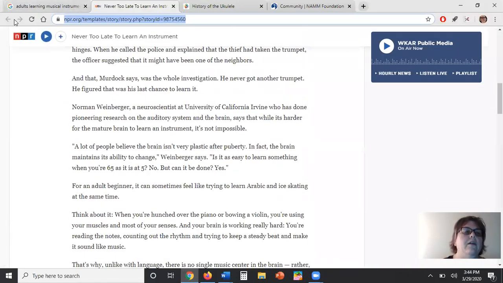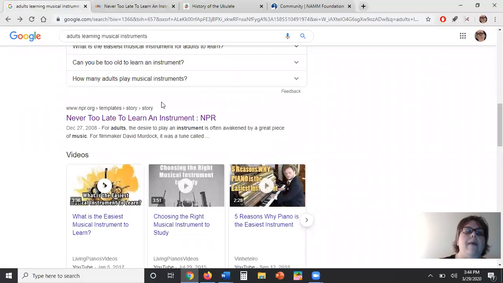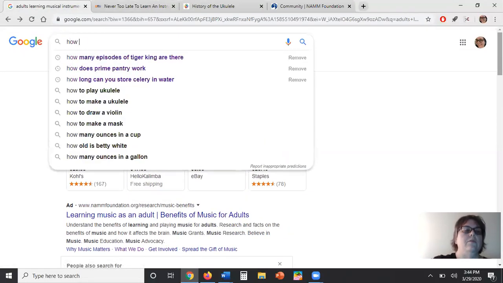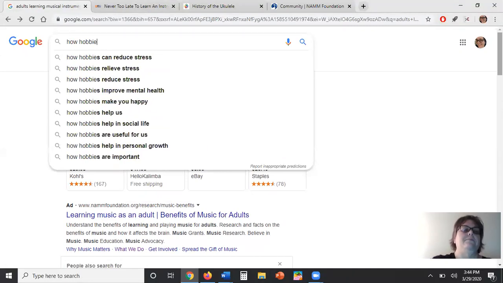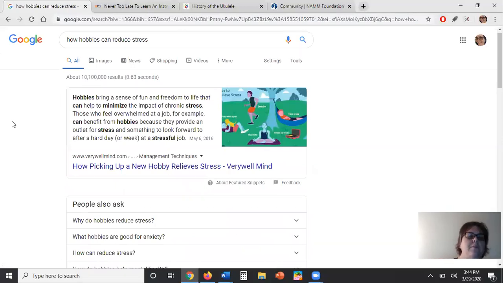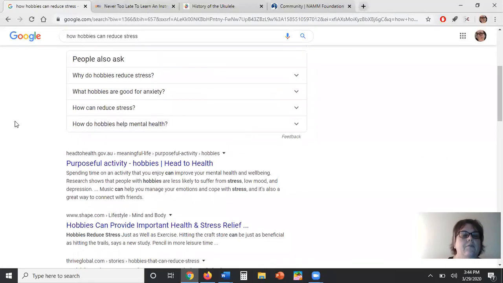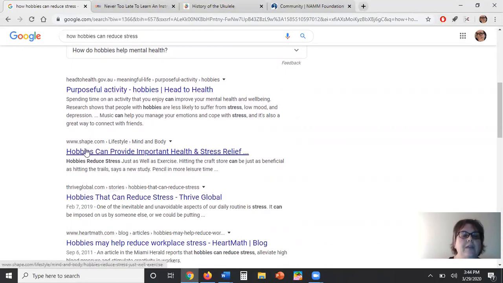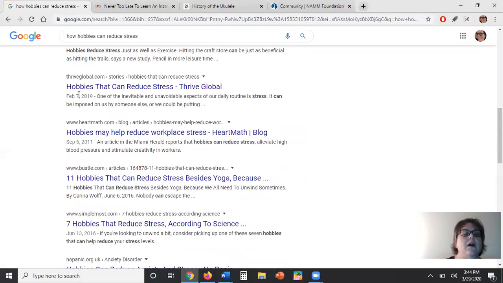And I could look up anything about contributing to my well-being, right? How hobbies can reduce stress. There we go. How hobbies can reduce stress is the first thing that comes up. And you've got the government of Australia, purposeful activity hobbies, Head to Health, Shape magazine, hobbies can provide important health and stress relief. Heartmath.com, but that's a blog.